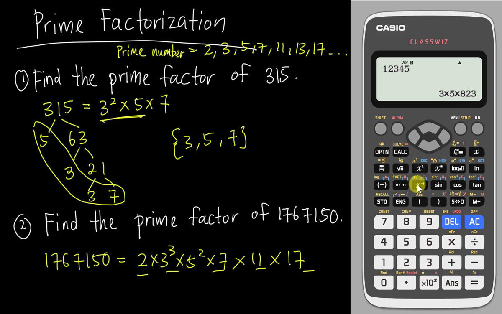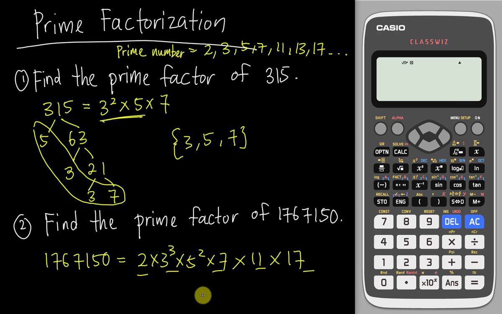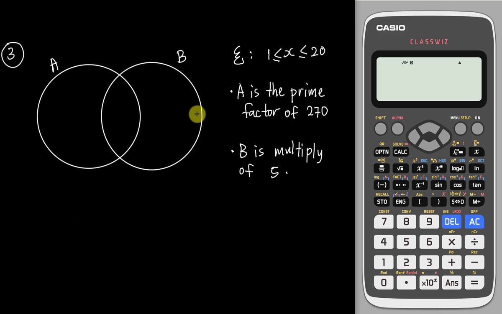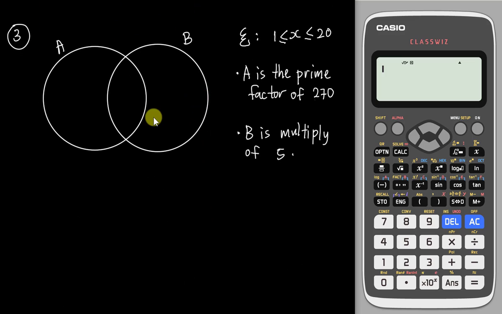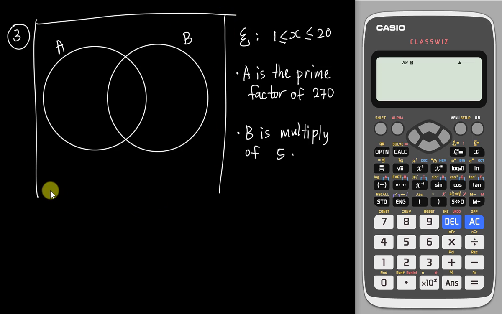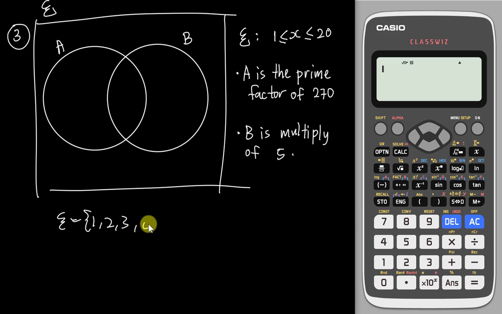Okay, but before I end this video, let's have a look at one of the similar exam questions. In the exam you might have set questions like this, and the question will give you a Venn diagram. Normally you have a bracket for a Venn diagram like this. Alright, this is the universal set. The question tells you the universal set is the integers between 1 and 20. Basically, you have the universal set. You should have something like 1, 2, 3, 4, up to 19, 20.